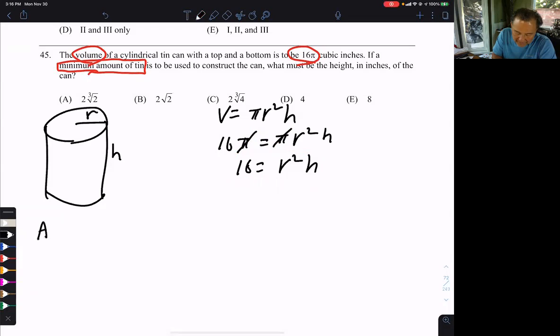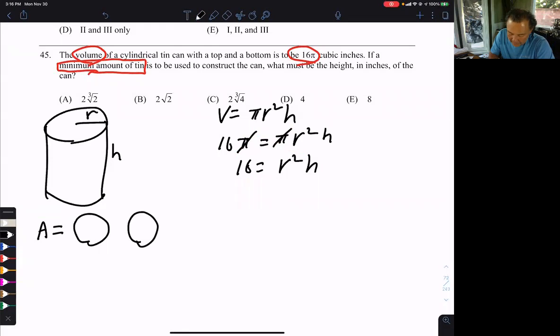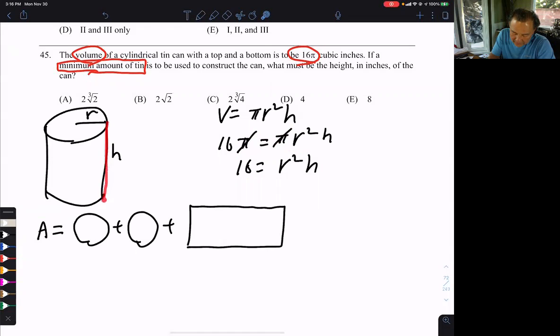So what makes up this can? This can consists of two circles, the top and the bottom, and it includes a rectangle, which is just the side of the can unfolded. So if you were to take the can and slice it here and unroll it, it would lay out flat. So that's the area of the can.